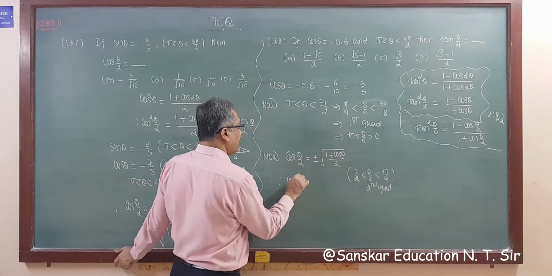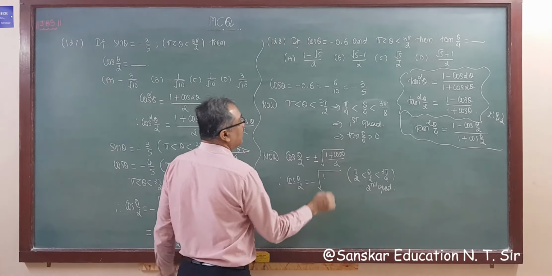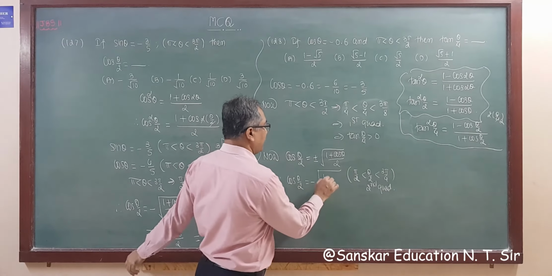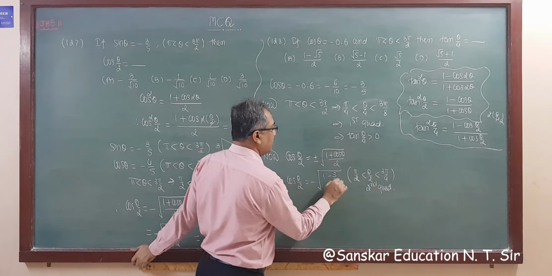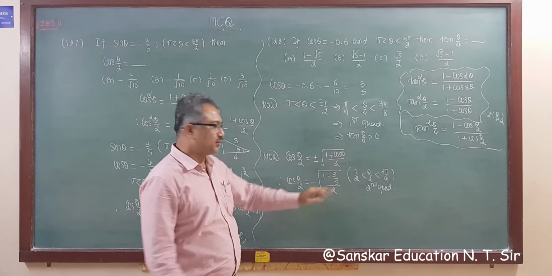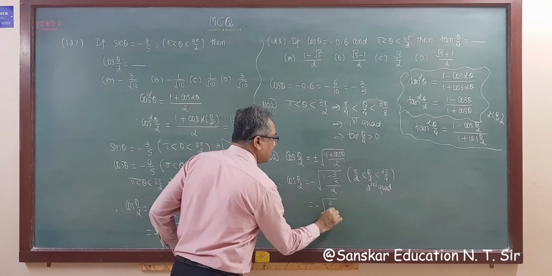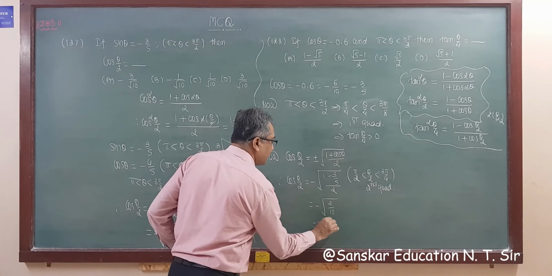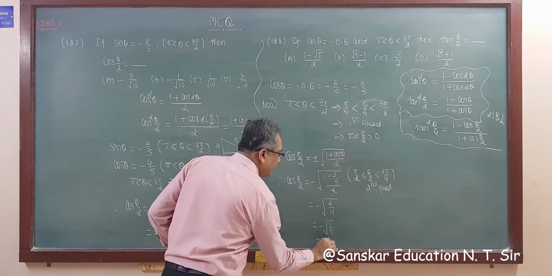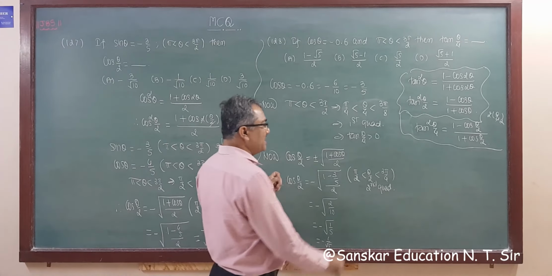So therefore cos theta by 2 is equal to negative square root of 1 plus cos theta by 2. And what is cos theta? Minus 3 by 5. So 1 minus 3 by 5 is 2 by 5, divided by 2. So this is minus square root of 2 divided by 10, that is square root of 1 upon 5, that is minus 1 upon root 5 is our answer. So the value of cos theta by 2 is this.